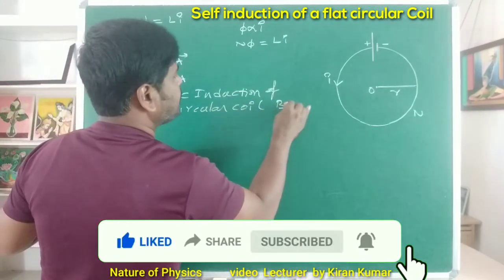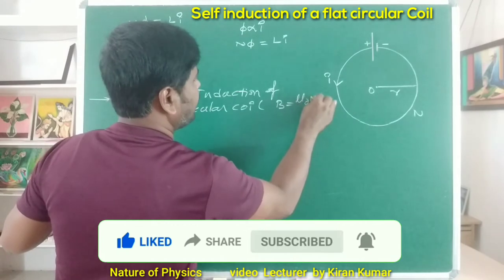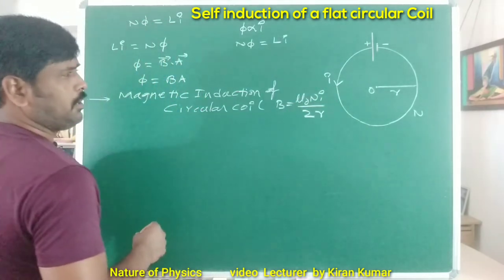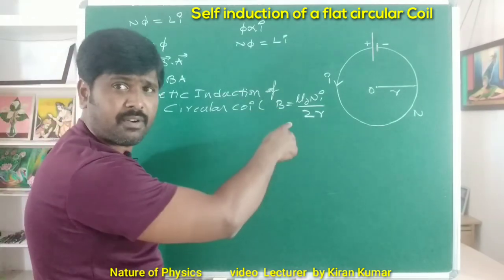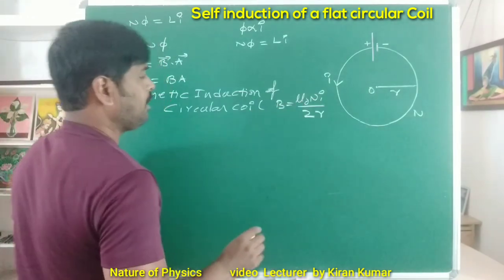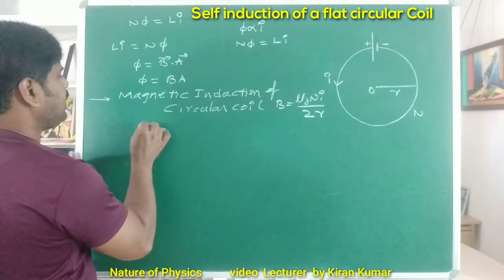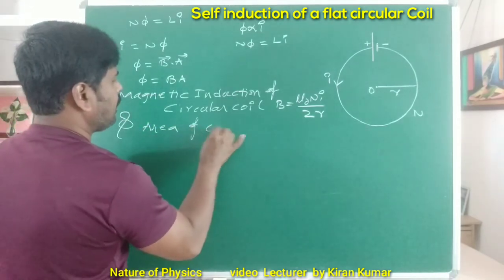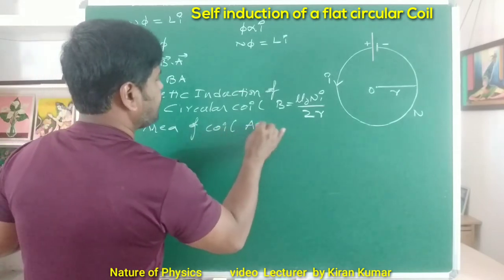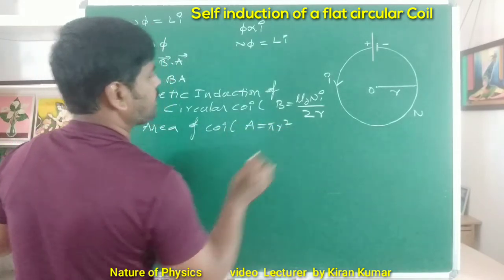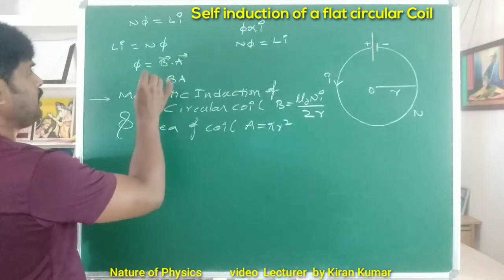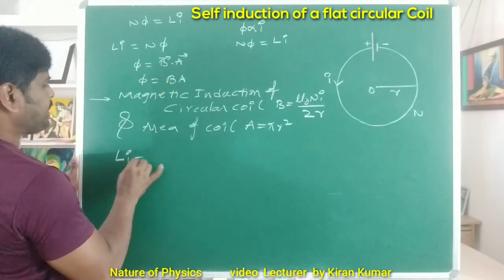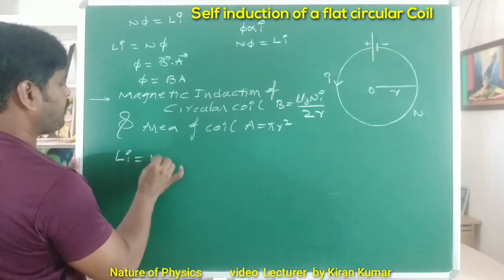So B is equal to mu naught N i by 2R, the magnetic induction due to the circular coil. And the area of the coil, A, is equal to pi R square. So the basic formula: phi, L i is equal to N phi.